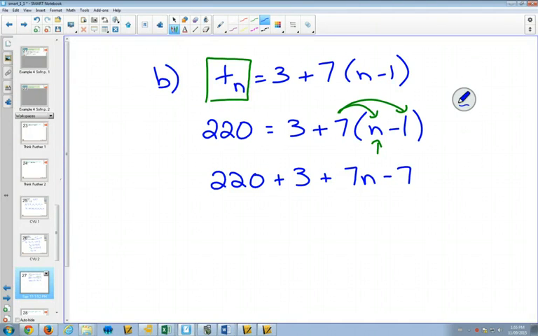Oh, I had an equal sign turn into a plus sign. Sorry about that. There we go. Got a bunch of like terms here. If you want, you can put the 3 and the minus 7 together. If you would like, you can put them all on the other side already. So let's just, if I put the 3 and the minus 7 together, I would have minus 4. If I add 4 to this side, I'd have to add 4 to this side.